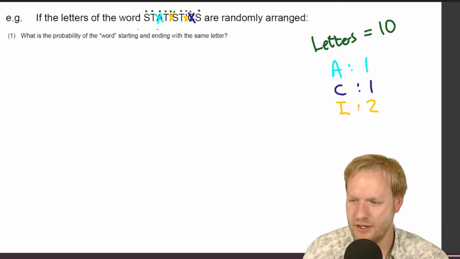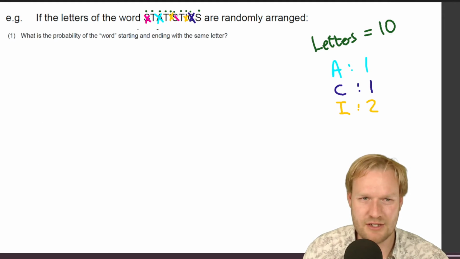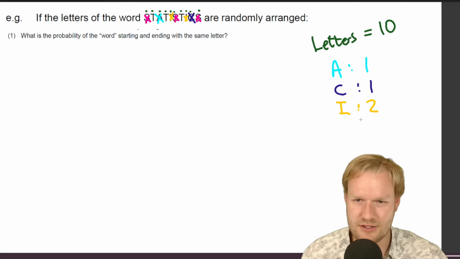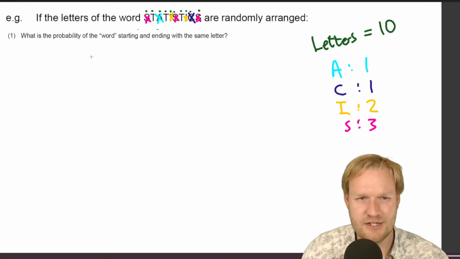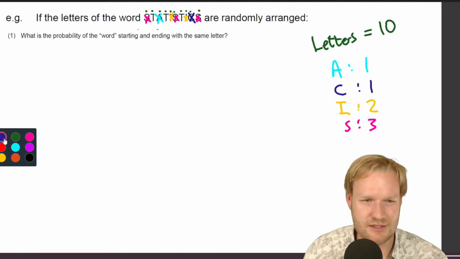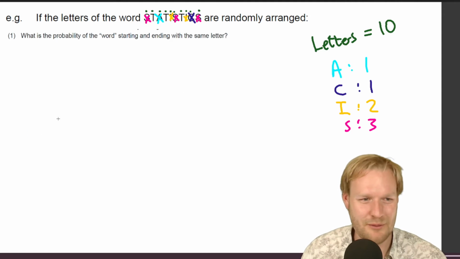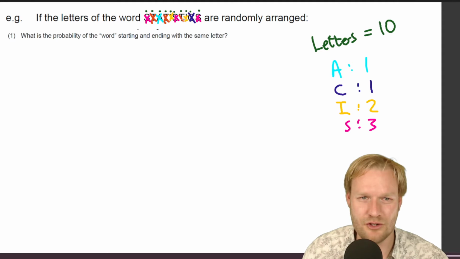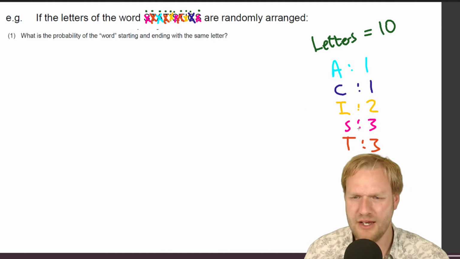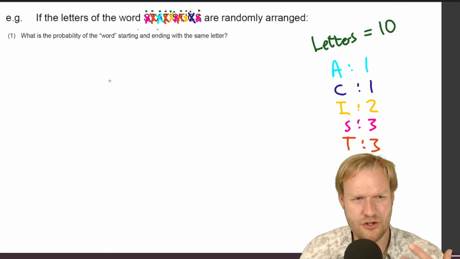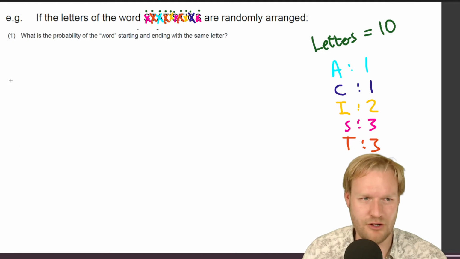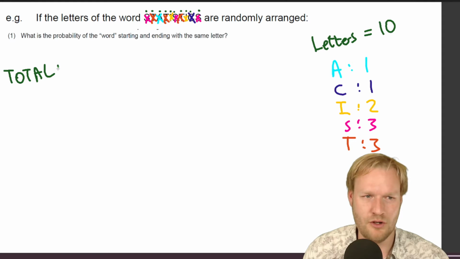And then I think S is going to come next. S gives us 3 different S's. And then our T's: 1, 2, 3 different T's. Let's just check: 3, 3, 2, 1, 3, 1 gives us 10 letters altogether. So let's see the total number of words that we could form with this.